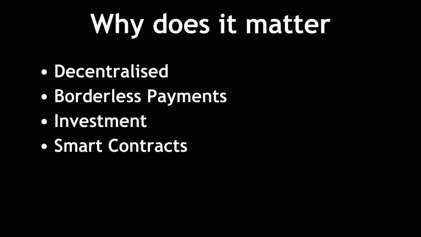Cryptocurrencies are also used for things like smart contracts, which are automated agreements that run when certain conditions are met, making them more than just digital money. They have real-world application in finance, insurance, supply chains, and even voting systems.